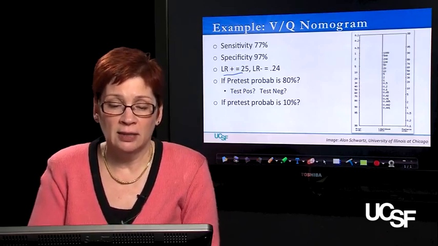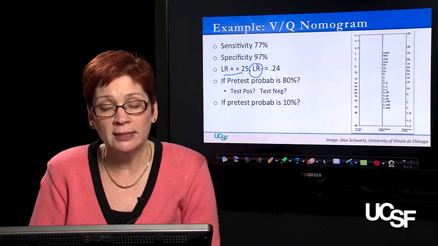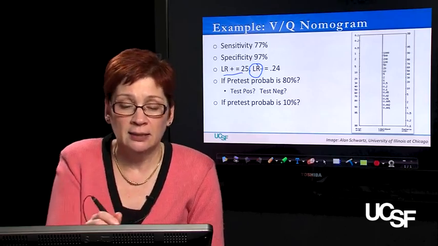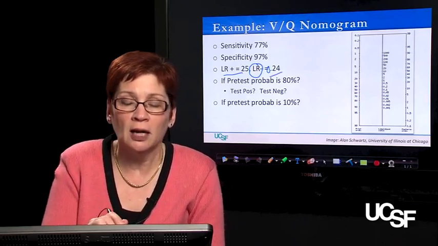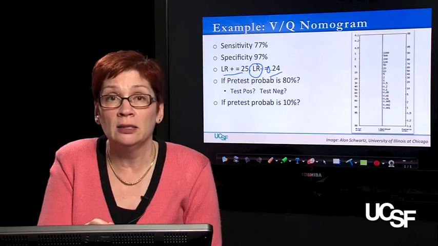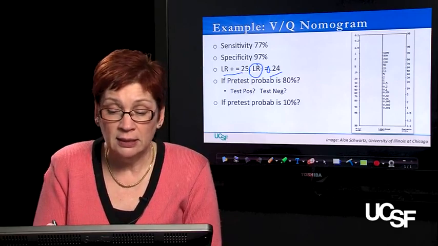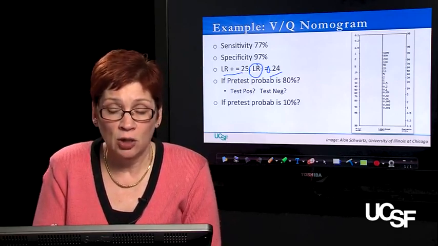If we get a negative test, though, we use the negative likelihood ratio. And we can see that a negative test is 0.24 times as likely to come from someone with the disease as it is to come from someone without the disease. So let's apply that using our Fagan nomogram.